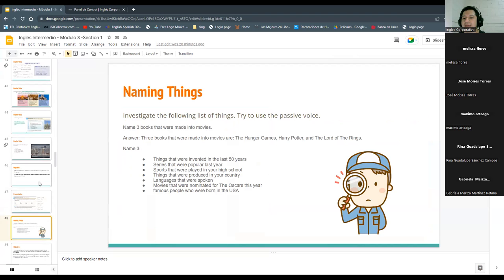For example, three books that were made into movies are The Hunger Games, Harry Potter, and The Lord of the Rings. So I want you to investigate different things that happened in the past, like things that were invented in the last 50 years, series that were popular last year, sports played in your high school, things that were produced in your country, languages that were spoken, movies that were nominated for the Oscar this year, or famous people who were born in the USA.